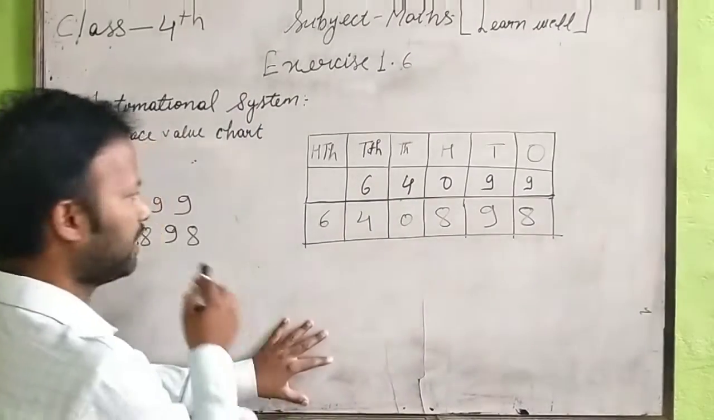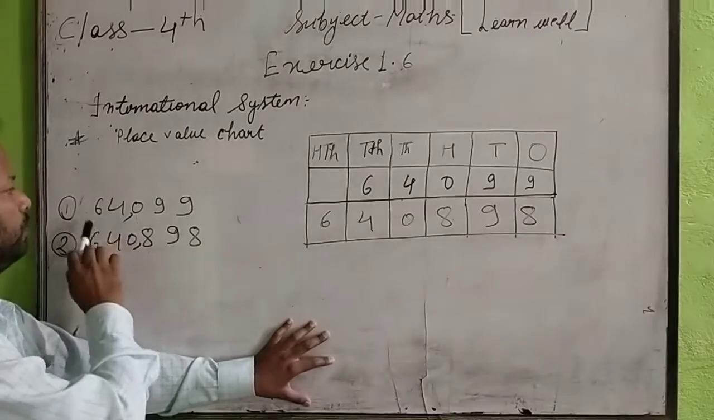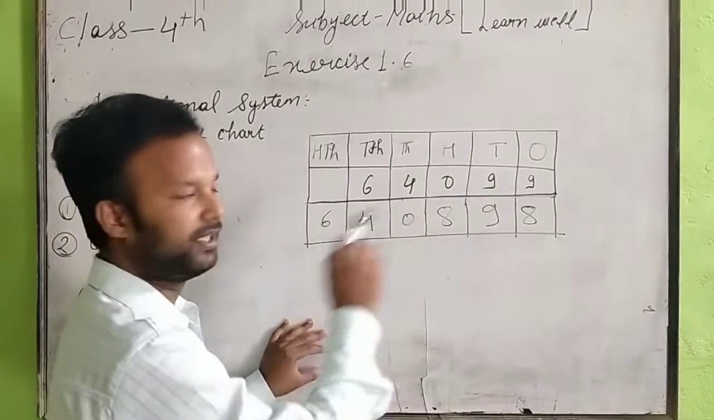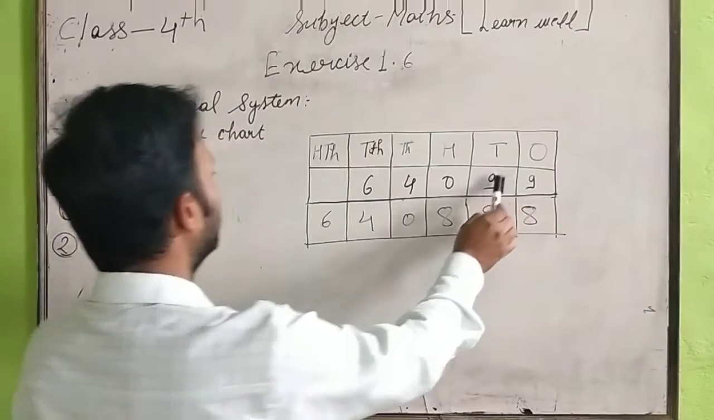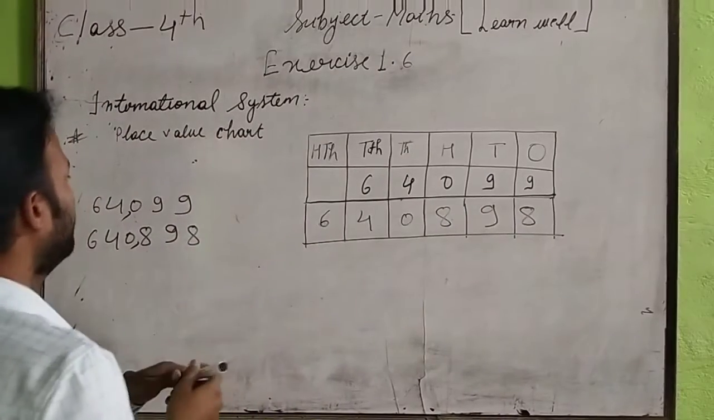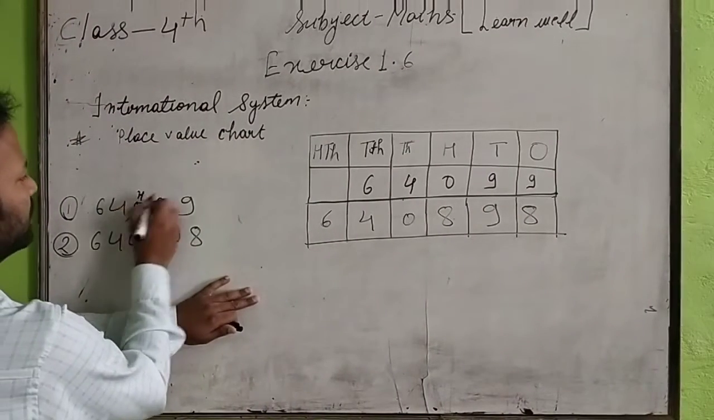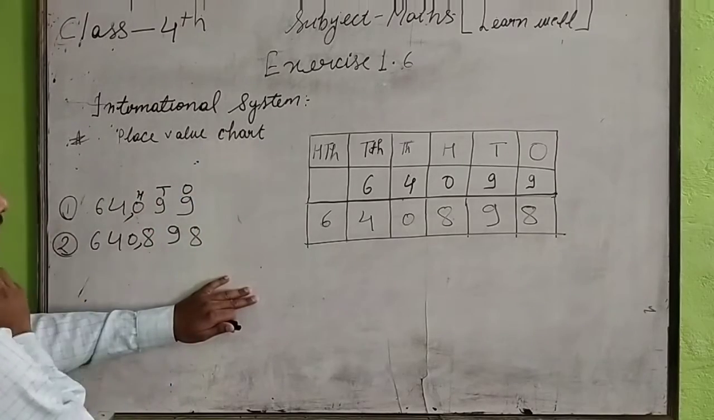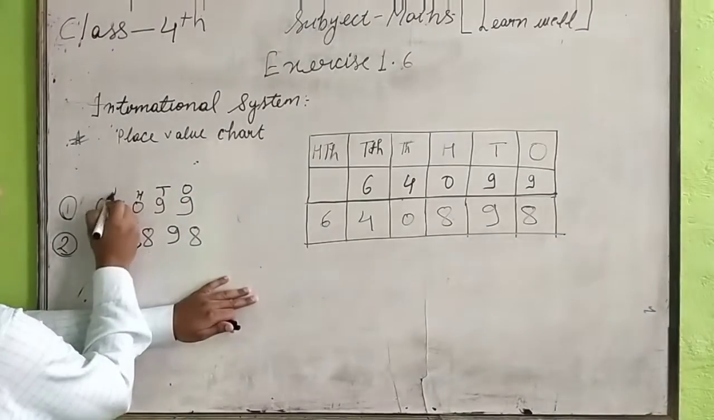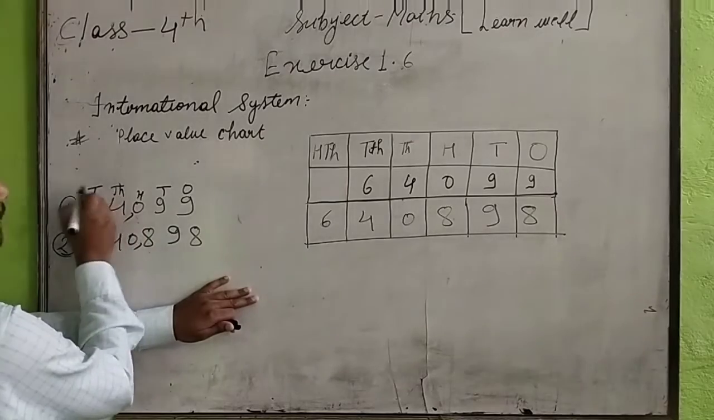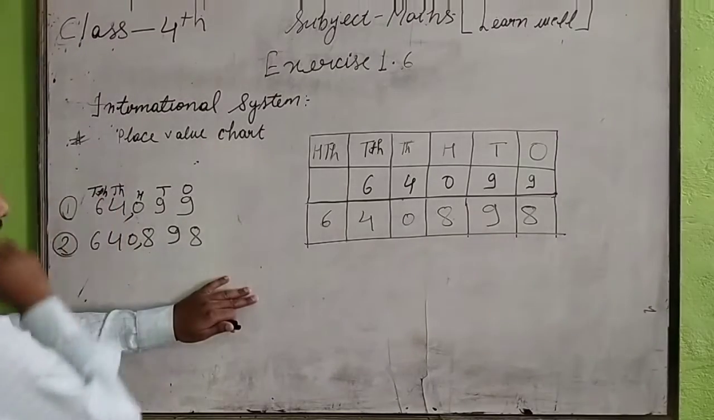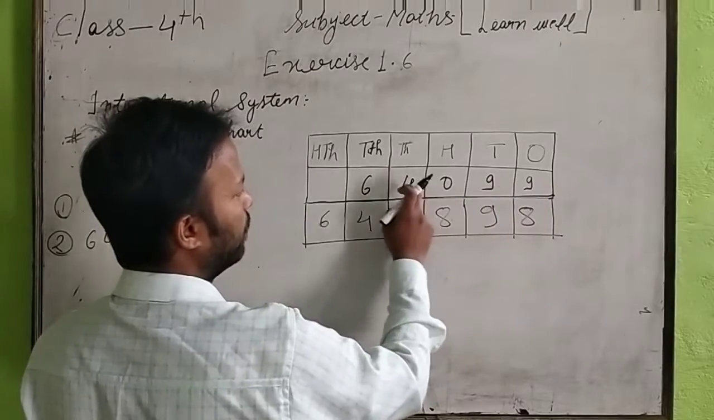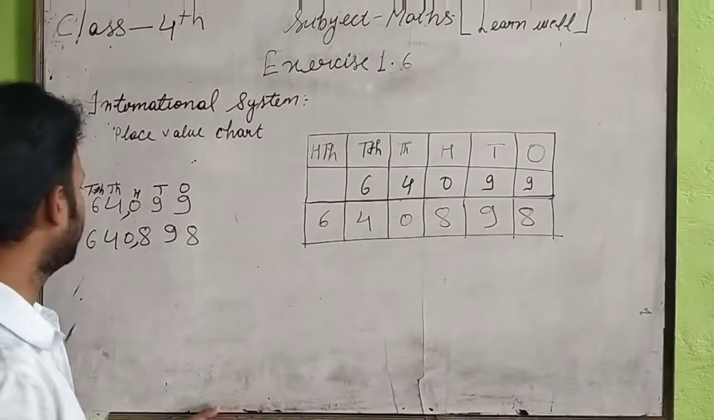So here is the first example I wrote for you, 64099. I put it in the place value chart of the international system. Ones is 9, tens is 9, hundreds is 0, thousands is 4, ten thousands is 6. Like this we will place it into the place value chart: 64099.